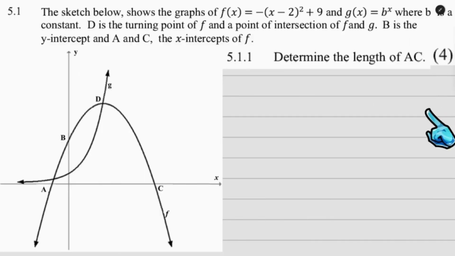Jumping off in question 5, we've been given two functions, f of x, which is a parabola, and that's the sad face over here, and g of x, which is an exponential function. Anything to the power of x forms like a ramp like this, an exponential function. So I'm going to color code these guys quickly.